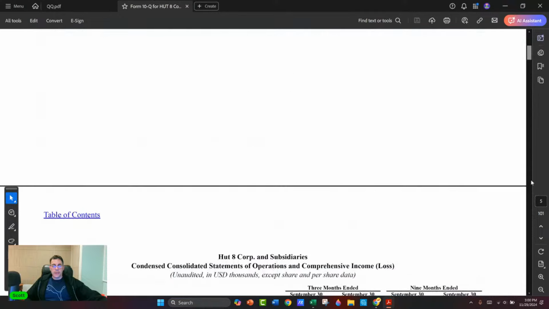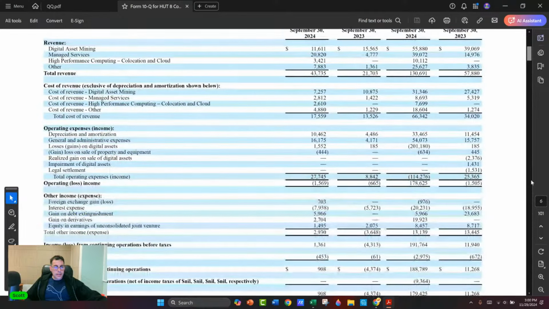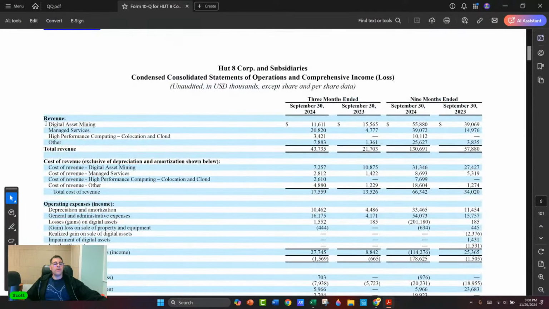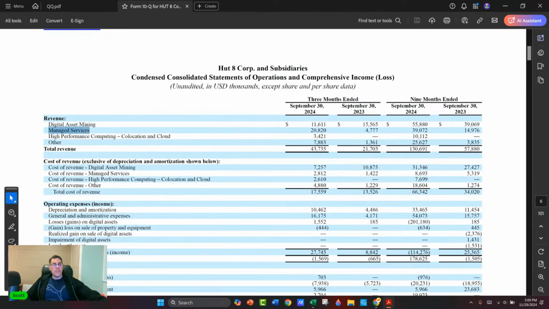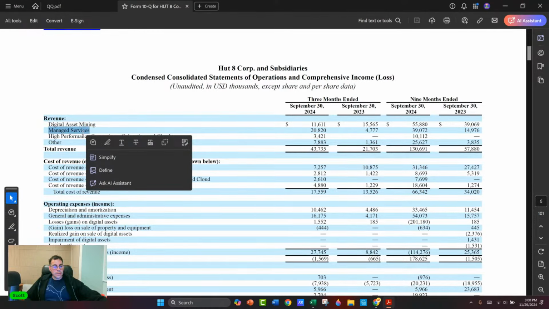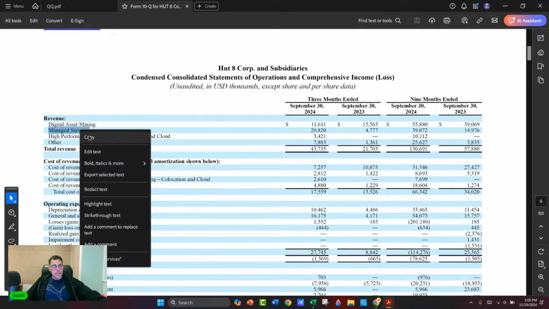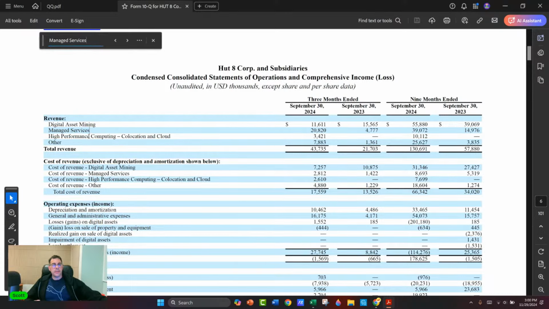This is the balance sheet, which we looked at. This is how they generate revenue: mining Bitcoin, managed services. That's how they generate most. Let's see what they define as managed services.